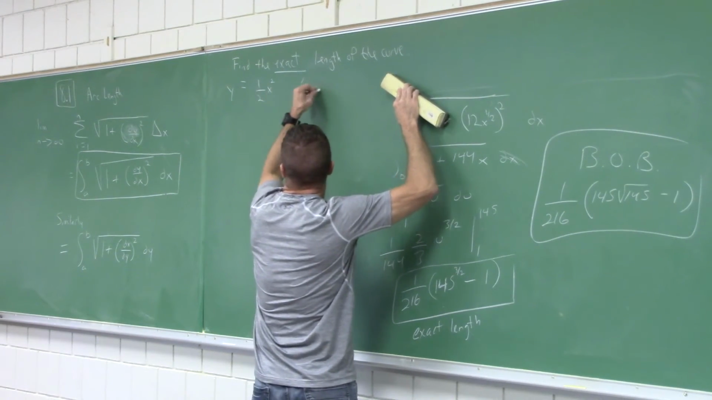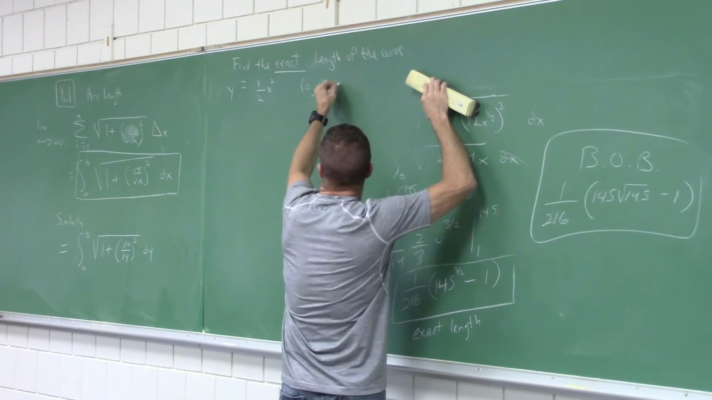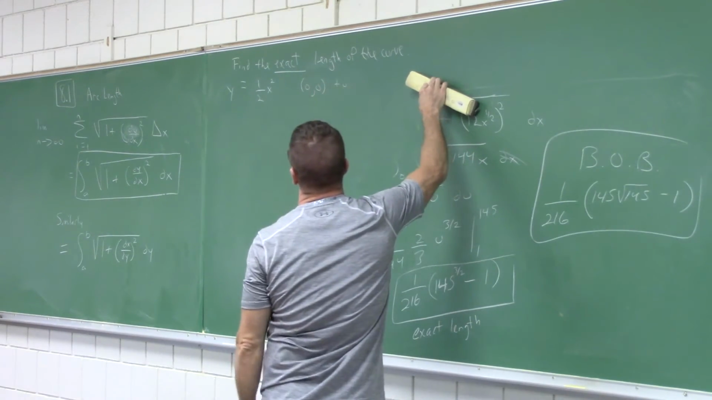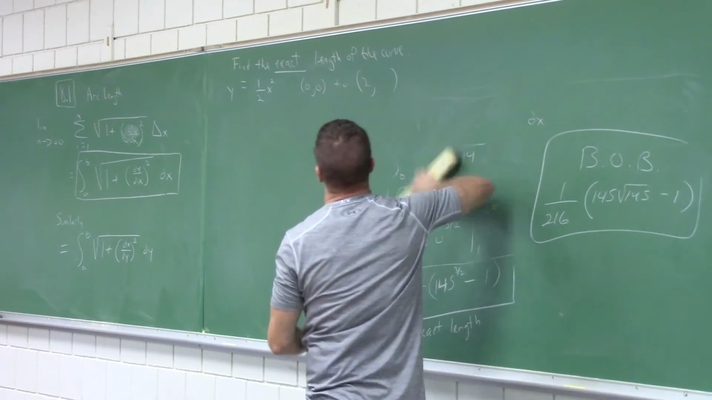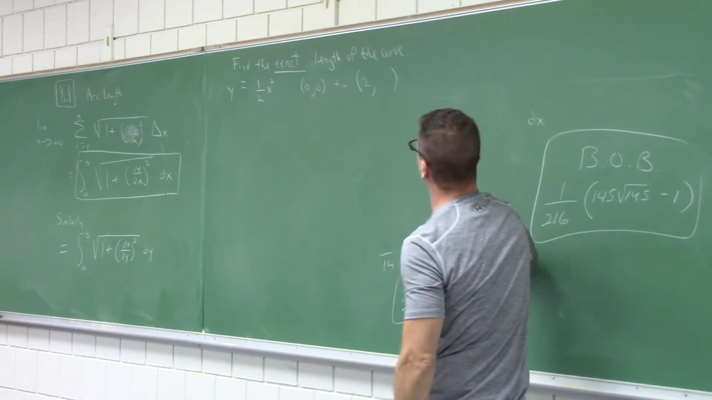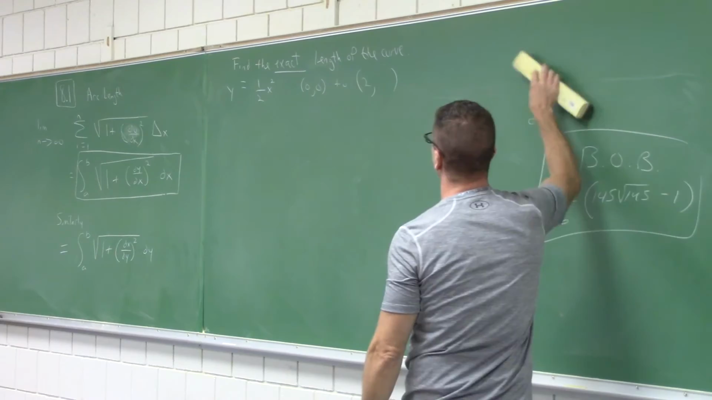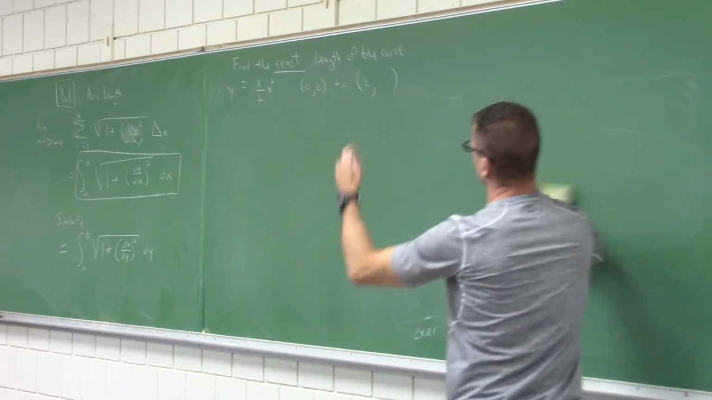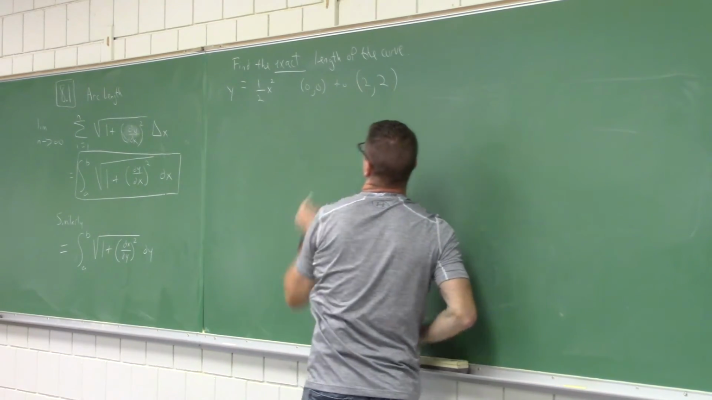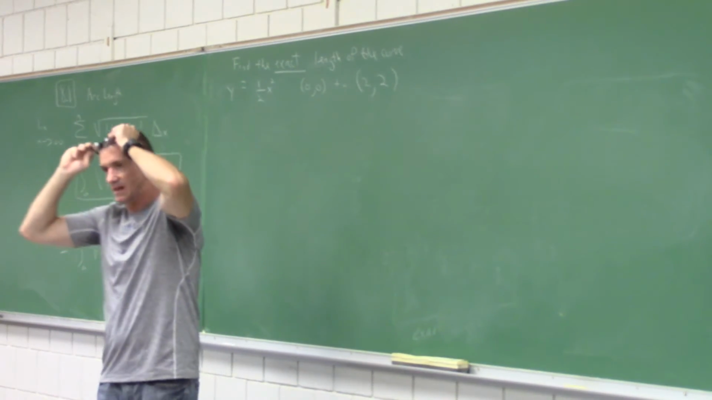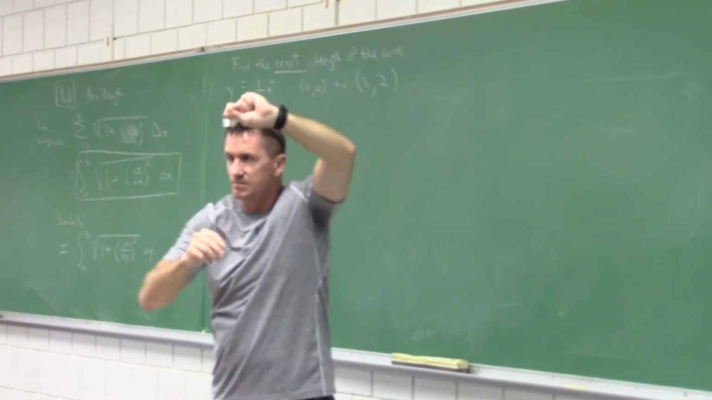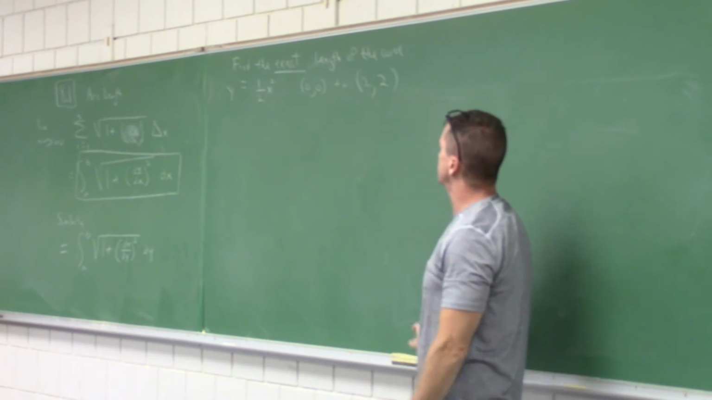How about 0, 0? Find the length from there to the next point. How about at x equal to 2? What would be the y value? Just plug it in there. 2. Oh, thanks. So we're going to find the length of that parabola, the actual length from the point (0, 0) to (2, 2).